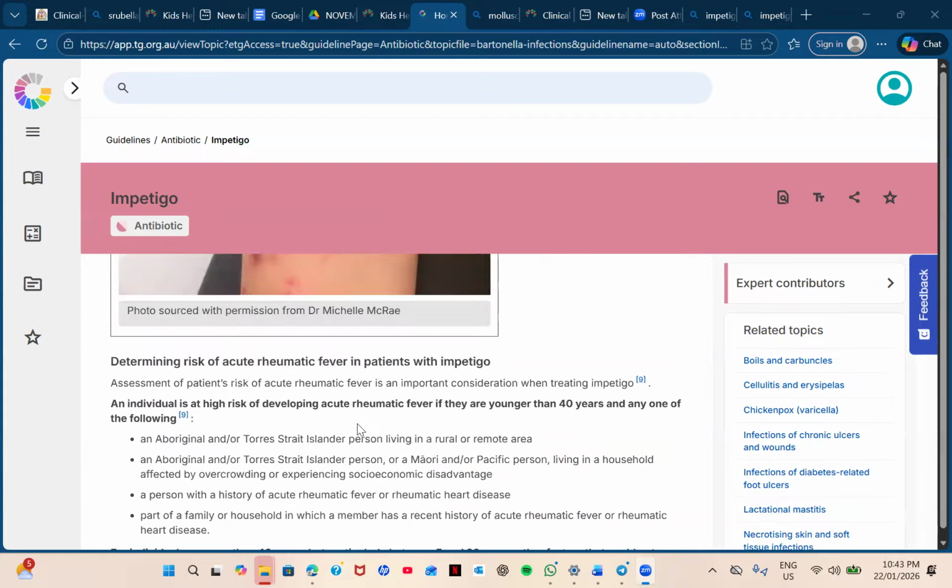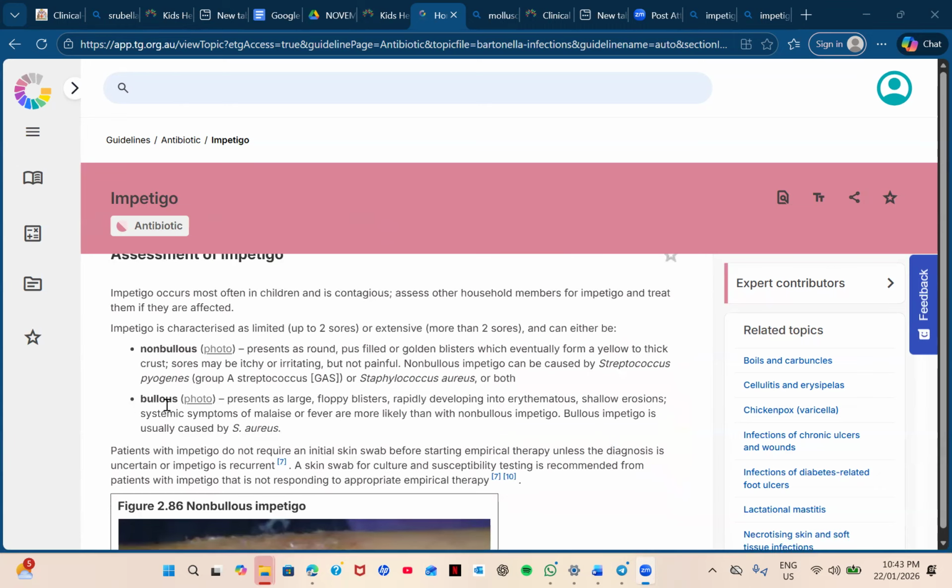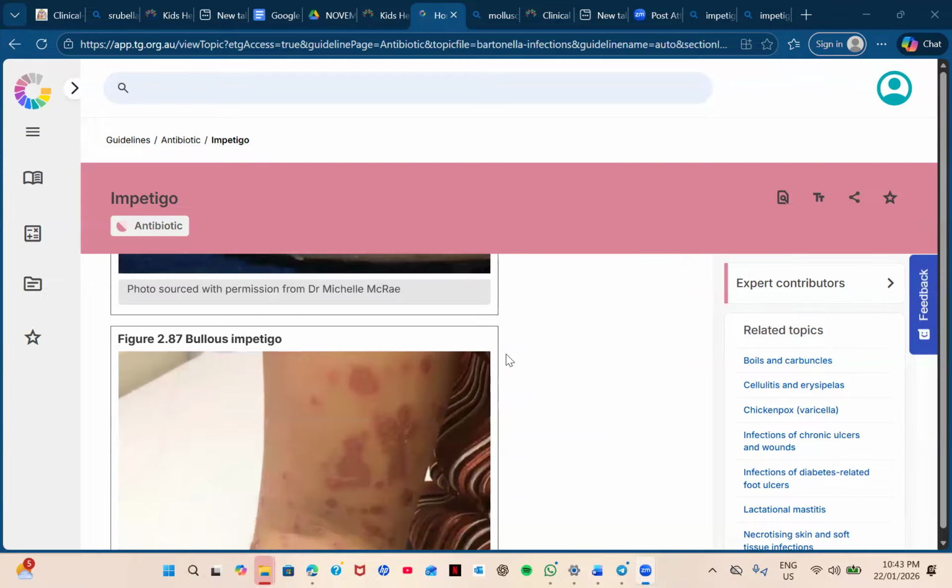Less severe one is non-bullous. The bullous one is the severe one. It has large fluid-filled blisters and rapidly becomes large erosive erythematous lesions, ulcers. And it has some systemic features like fever and malaise. You can see that, but not with the non-bullous one.